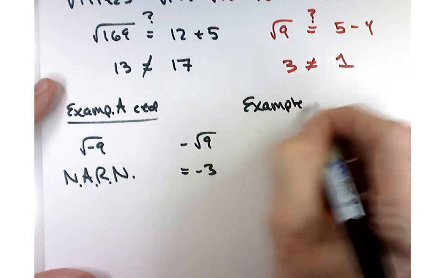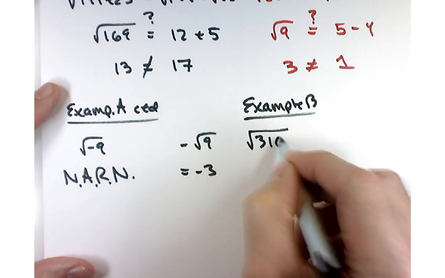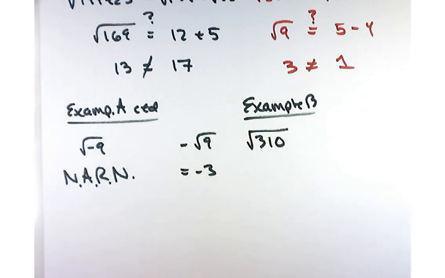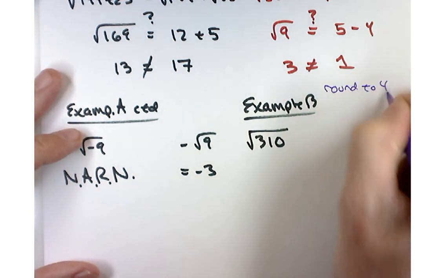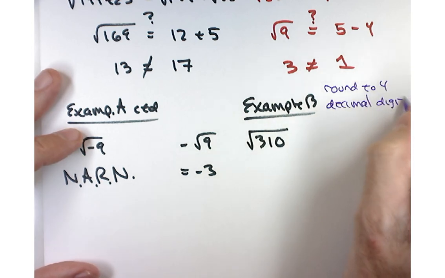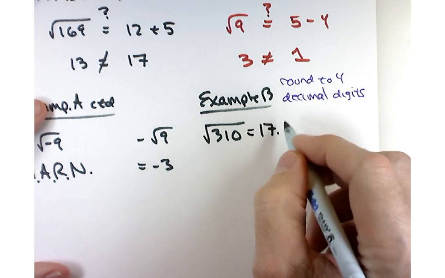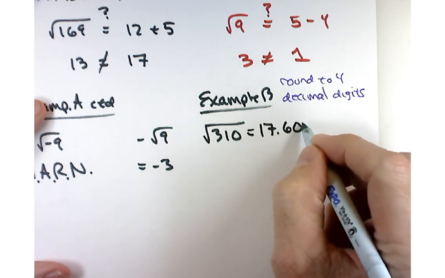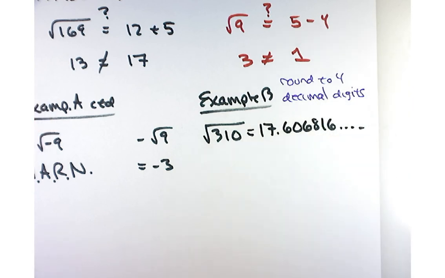Example B. A lot of your numbers aren't going to be nice, even perfect square roots. So in this one, I want you to round to 4 decimal places. So hopefully you're comfortable with your calculator. You take out your calculator, you take the square root, and you end up with 17.606816 dot dot dot dot dot. And this dot dot dot dot dot means it continues forever.